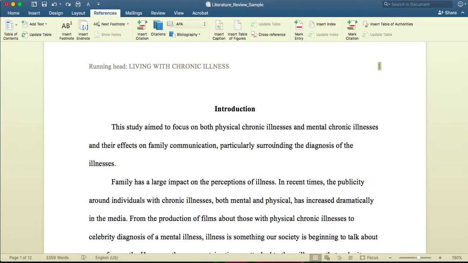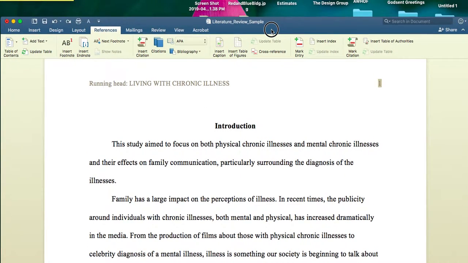So make sure that you do a really good job, and make sure that you revise your reference list based on the information that I gave you. Make sure that you look at the sample of the reference list as well. I believe that's everything.